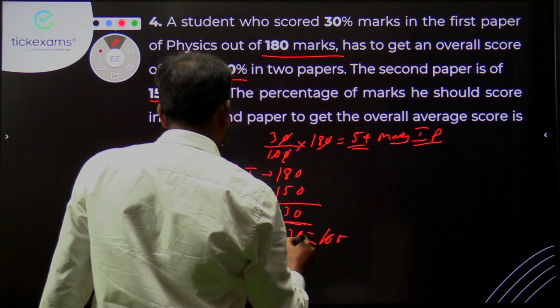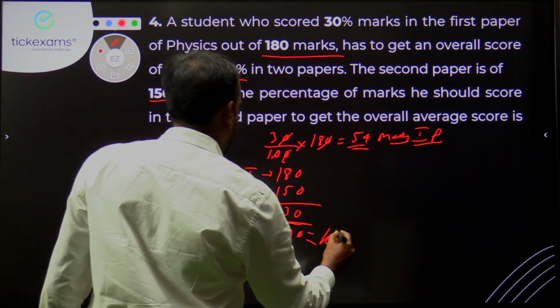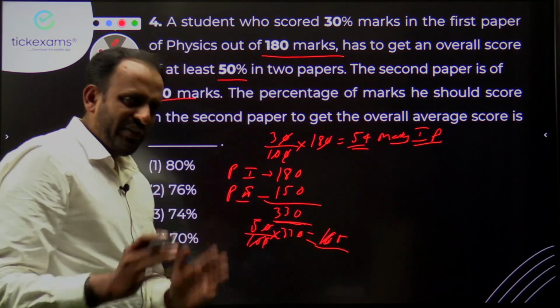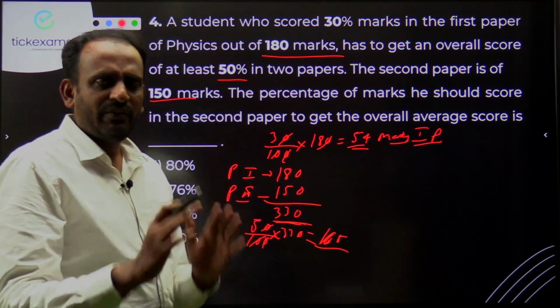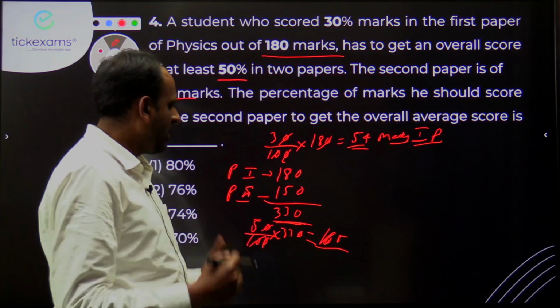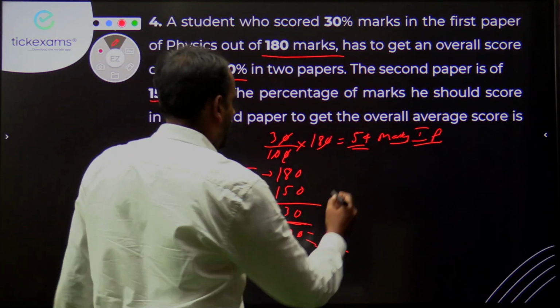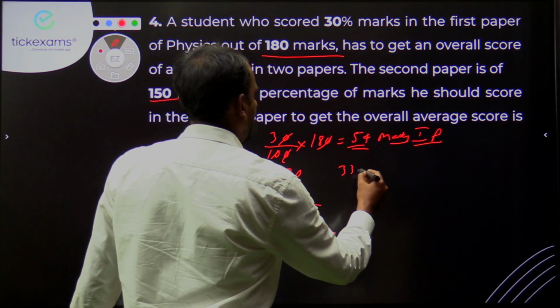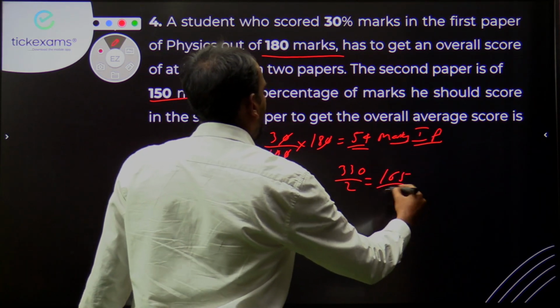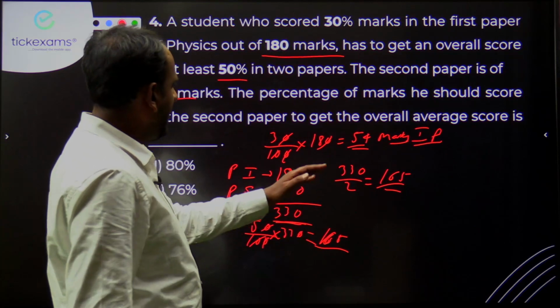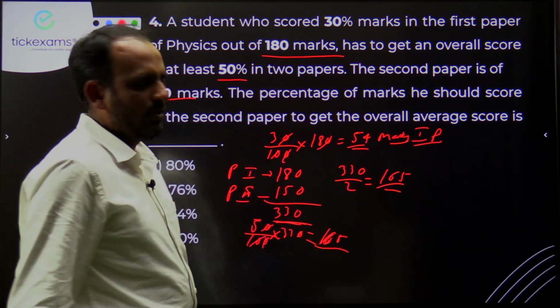How? The 0 gets cancelled, and we get 165. Or 50% means you can directly do half of it. 330 by 2 straight away, that will give us 165. So he has to score 165 marks in total.